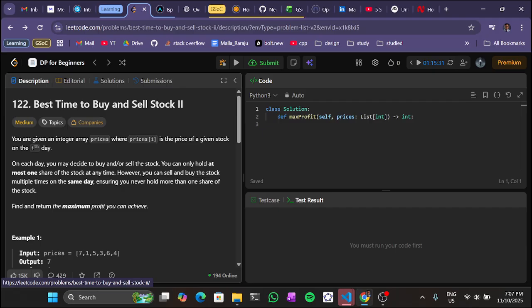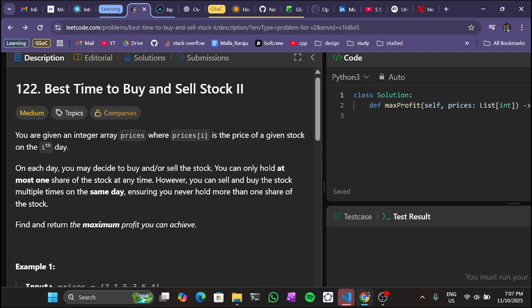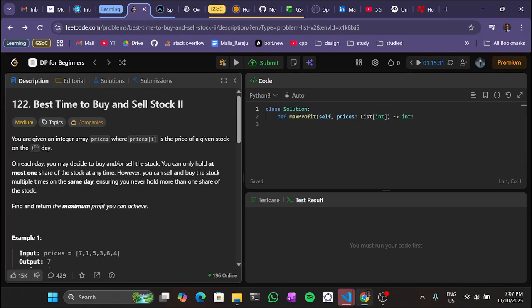So today we have, I guess this is the fifth problem or fourth problem. LeetCode 122, Best Time to Buy and Sell Stock II. It's a medium level problem and the problem statement goes like this.